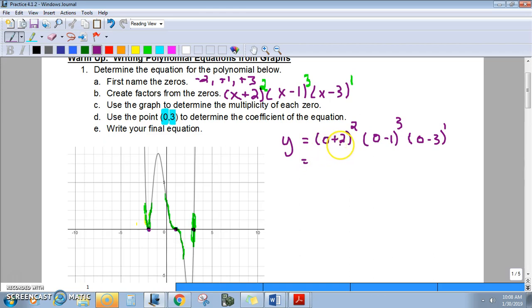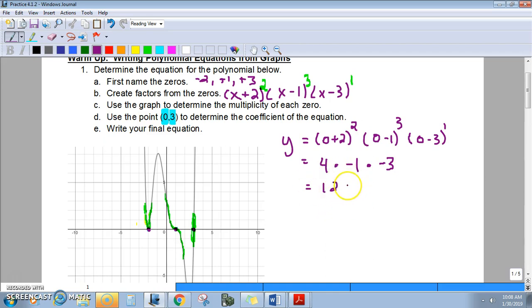So this is going to be 0 plus 2 is 2. 2 squared is 4 times 0 minus 1 is -1. -1 cubed is going to be still -1. And then the last one, 0 minus 3 is -3 to the first power is just -3. So we have 2 negatives, so that's going to be a positive. So we basically have 4 times 1 times 3, which is 12. So what happened here without a coefficient is I entered 0, but I got 12 back, but what I wanted was 3.